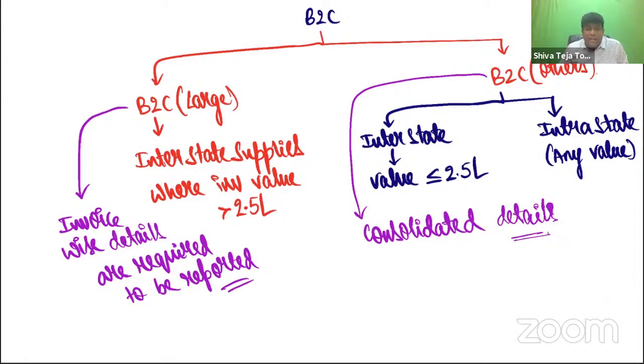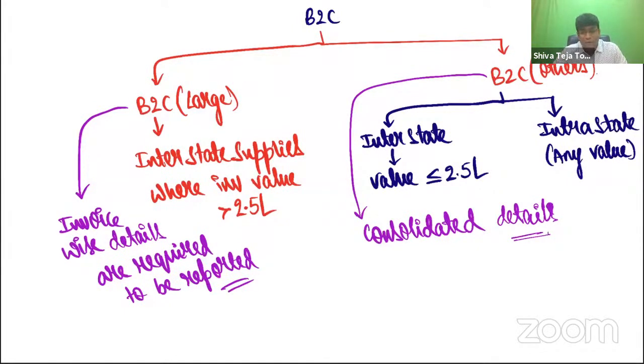Now, one doubt which can come is, sir, what happens for B2B? One point is very clear that in B2B, definitely we will show invoice-wise details, without any second thought. Obviously, because the recipient should be able to get input tax credit. He should be able to see that in GSTR 2A and GSTR 2B. That is why in B2B, invoice-wise details are mandatory.